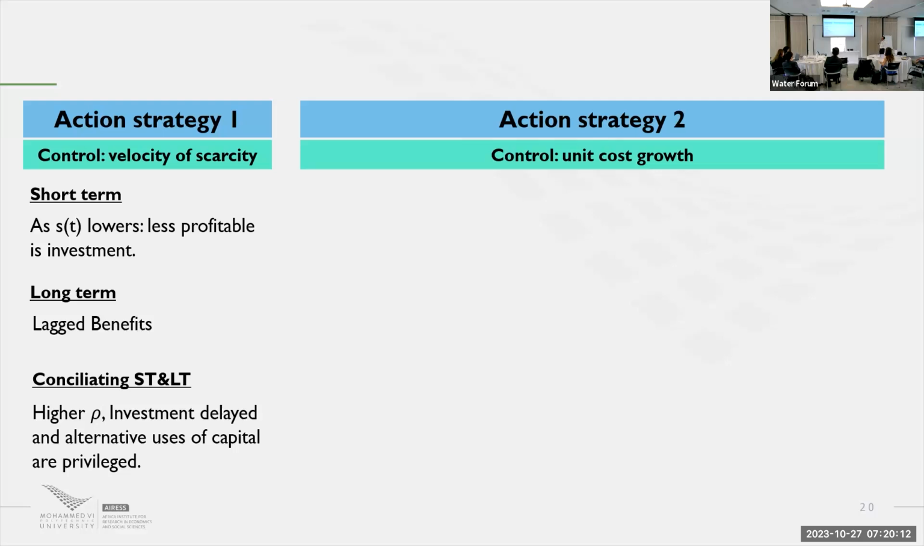This strategy has some underpinnings, which are as follows. In the short term, as the scarcity lowers, the investment becomes less profitable. There is also this problem of lagged benefits of investment in this kind of infrastructure, because benefits need time to show up. To reconcile the short term and the long term, it's about the choice of the social rate of return to use to compute the cost. So for controlling units, we have a non-efficient policy to control.